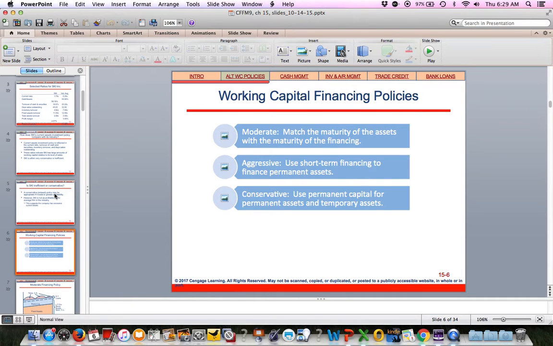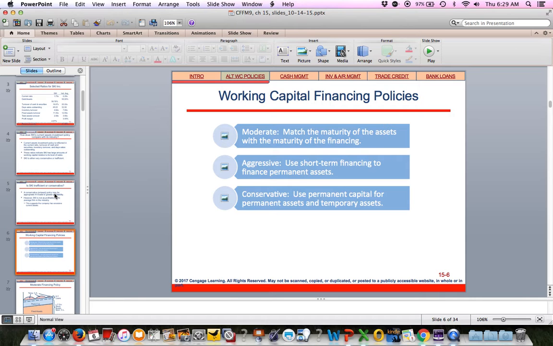So that leads to three potential different approaches that a company can choose when it comes to working capital. A moderate policy matches the current assets with the maturity of the financing, which means if we're going to borrow money to buy inventory, inventory is a current asset, therefore we would just use current liabilities to finance that. We'd use short-term debt to finance short-term assets.